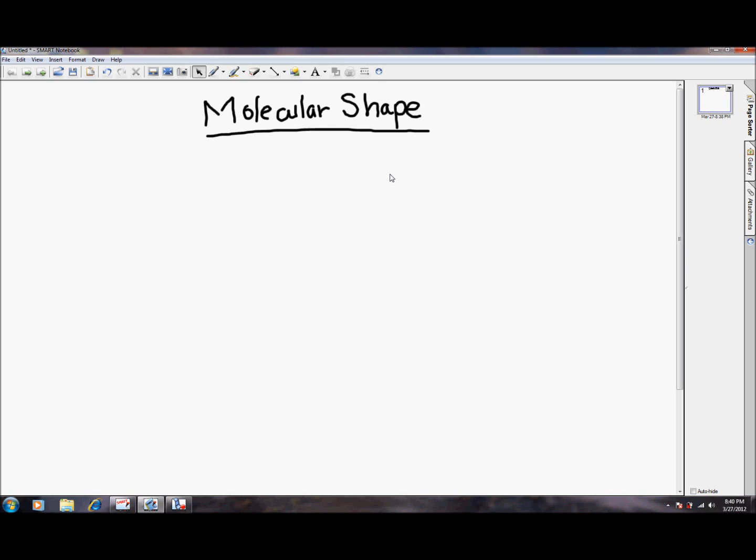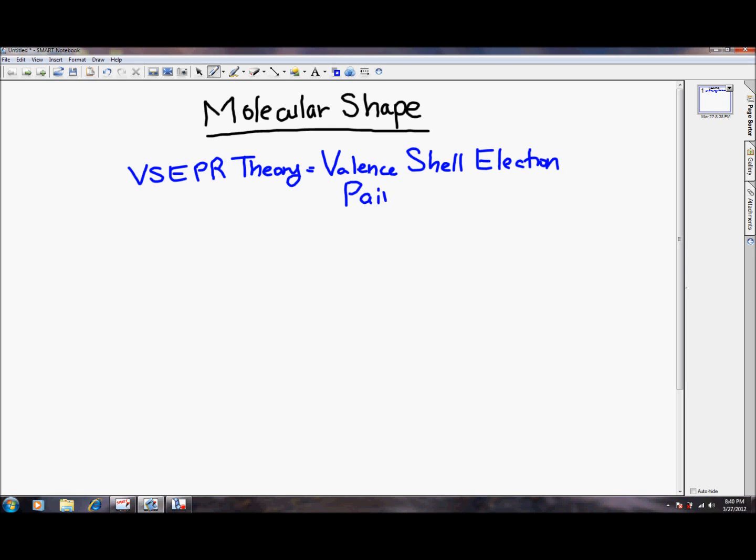So we're going to look at one particular model for predicting what the actual shape is of a small molecule, and this is called VSEPR theory. So VSEPR stands for valence shell electron pair repulsion.